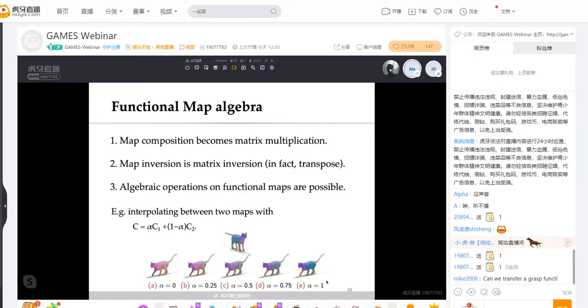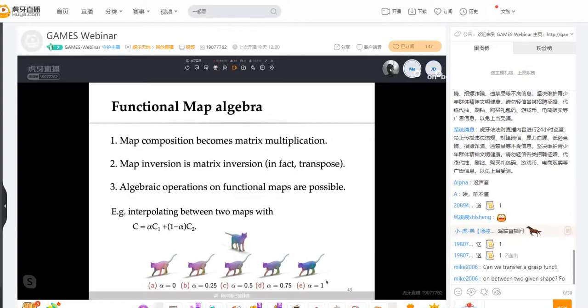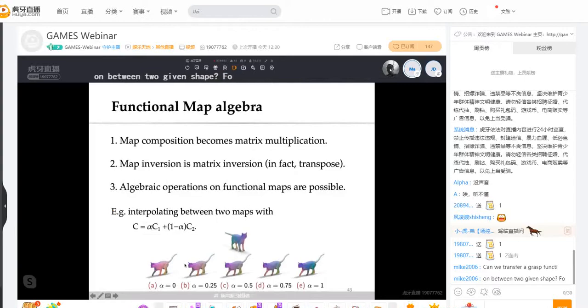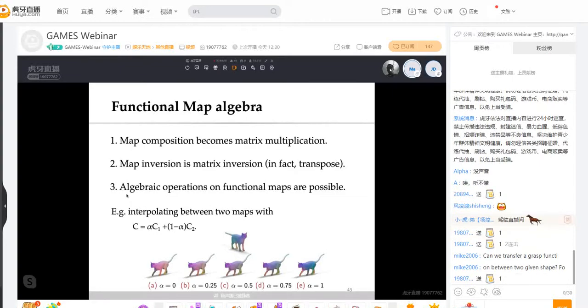And then other things you can do, for example, take averages of maps. If I have two correspondences, like I have these two shapes, and I have one map that maps right to left, and the other one maps left to right, I can take some kind of a convex combination of these. Taking averages of pointwise maps doesn't make too much sense, because how do I take an average between two images of points? But taking averages of functional maps makes a lot of sense. So this is something that we can use in practice.